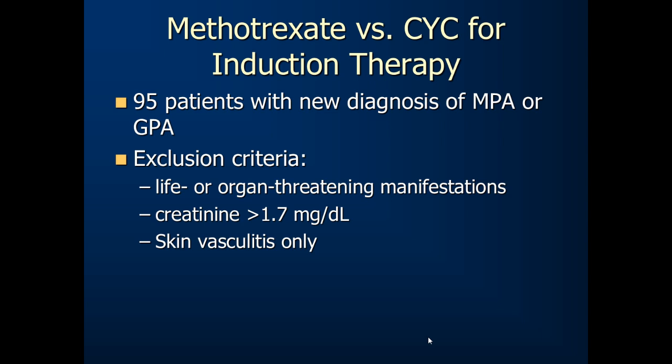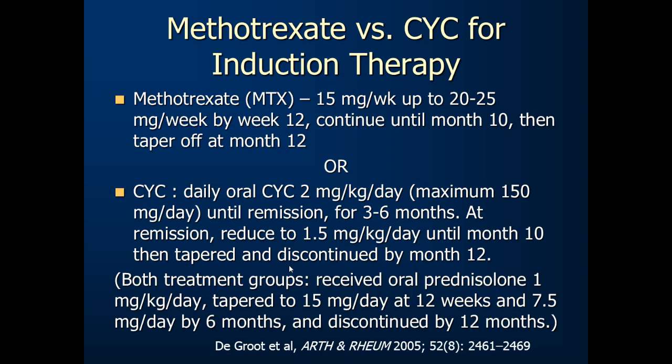Okay. So study looking at methotrexate versus cyclophosphamide for induction therapy. So 95 patients were looked at who had MPA or GPA. They excluded patients with life-threatening or organ-threatening disease. Patients with an elevated creatinine, that ends up being a huge reason why more patients are not on methotrexate, or if they just had skin vasculitis. So the goal dose would be 20 to 25 per week, so you'd get titrated up on that, and they would taper off patients at month 12. And this is, again, trying for induction therapy.